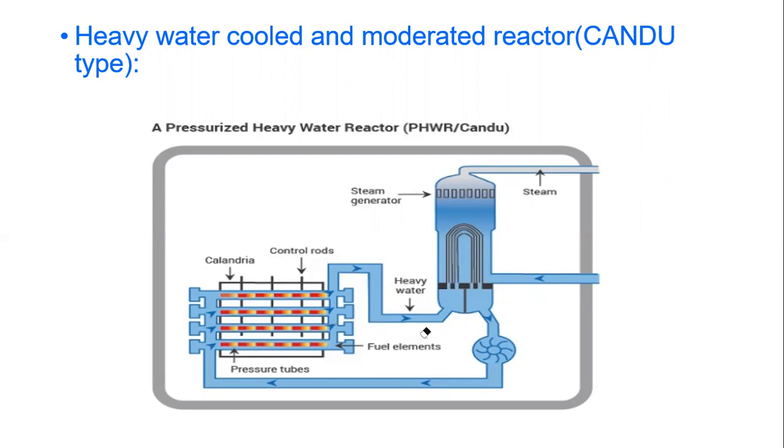The main advantage of this reactor is that heavy water has a very low absorption cross section, so it can be used as the moderator. The other advantage is that reactor control is easy because of the absence of control rods. There is also a high multiplication factor and low fuel consumption.